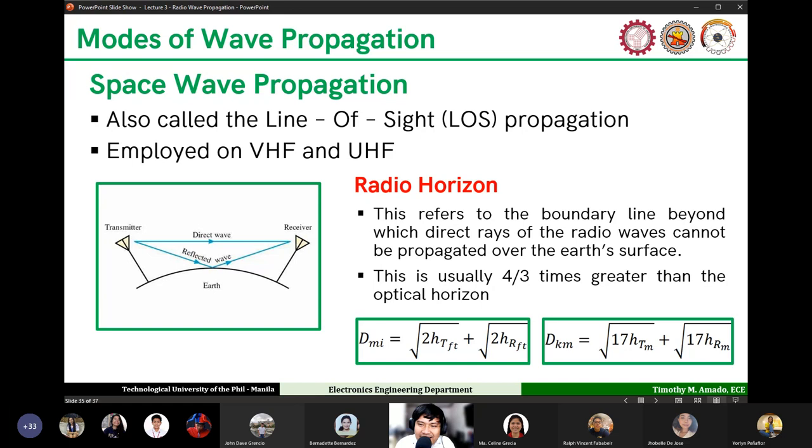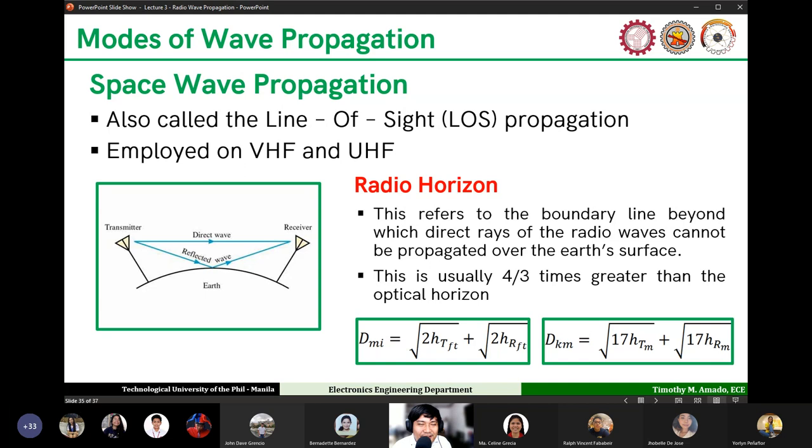Nakikita dito sa TUP, ha. Baka mayroong mga flat earther sa inyo. So hindi naman flat yung earth, right? Dahil hindi flat yung earth, guys, naaapektuhan ng horizon yung communication. Do you agree? Kasi kailangan line of sight.